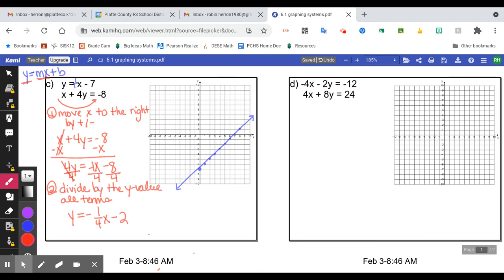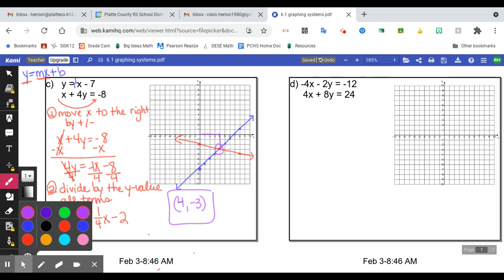Now I'm ready to graph. Start at negative 2. Slope is down 1, right 4. So down 1, right 1, 2, 3, 4. Down 1, 1, 2, 3, 4. And there they intersect. Okay, I've got my point there, and I need an answer. So I'm going to go over 1, 2, 3, 4, down 1, 2, 3. So 4, comma, negative 3.